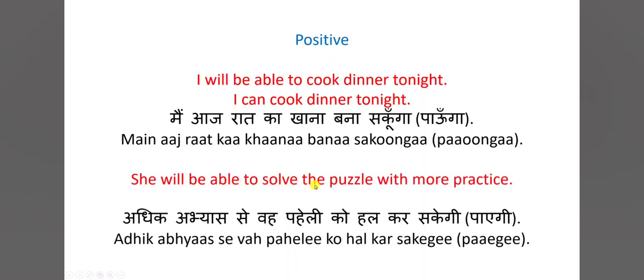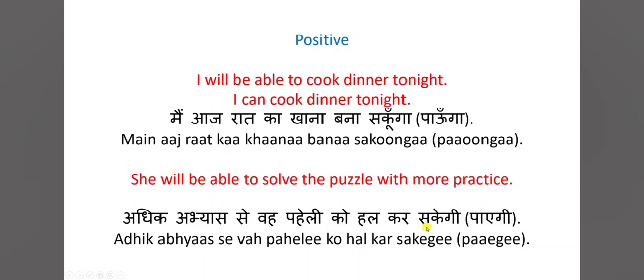She will be able to solve the puzzle with more practice. अधिक अभ्यास से वह पहेली को हल कर सकेगी. अधिक is more, abhyas is practice, से is with. अधिक अभ्यास से is with more practice. वह is she, पहेली is puzzle, को is used here. हल कर is solve. सकेगी is will be able to.